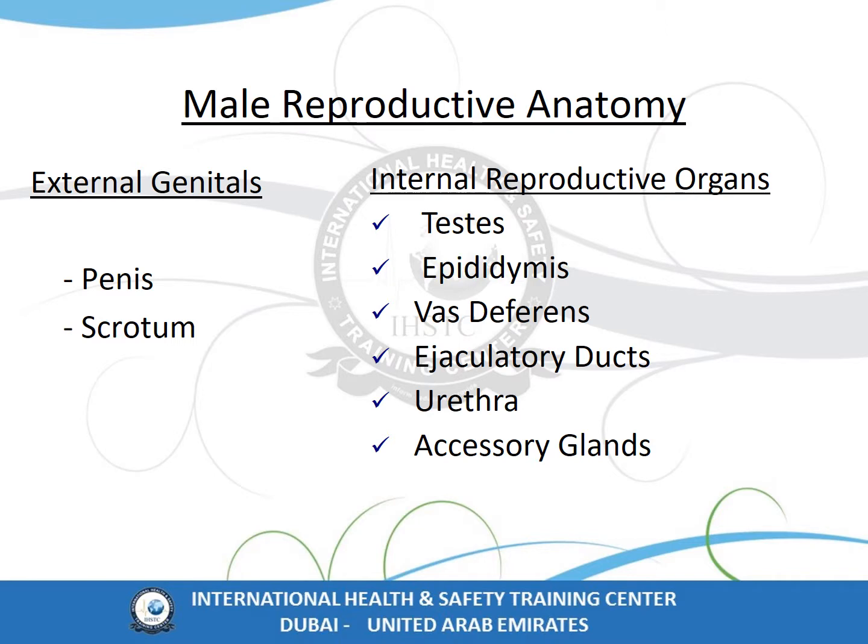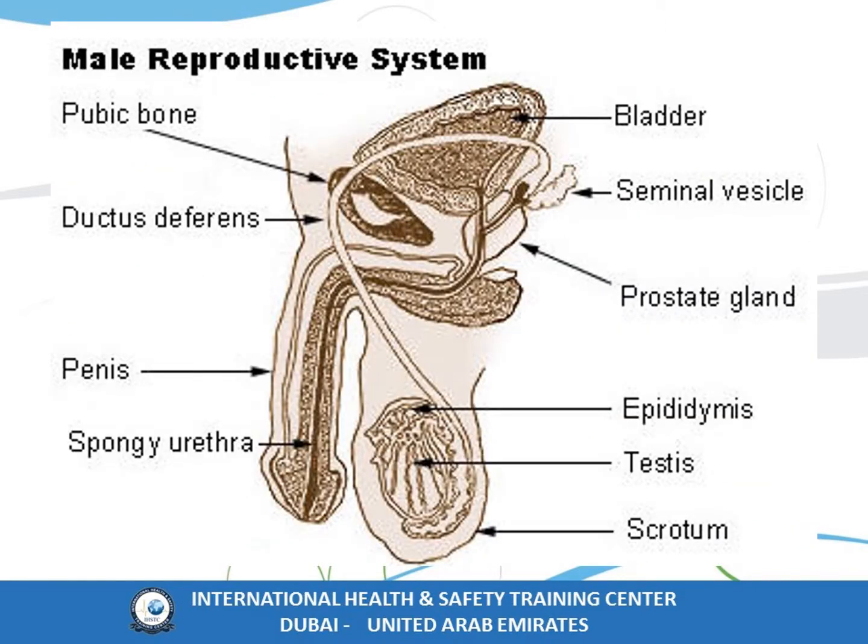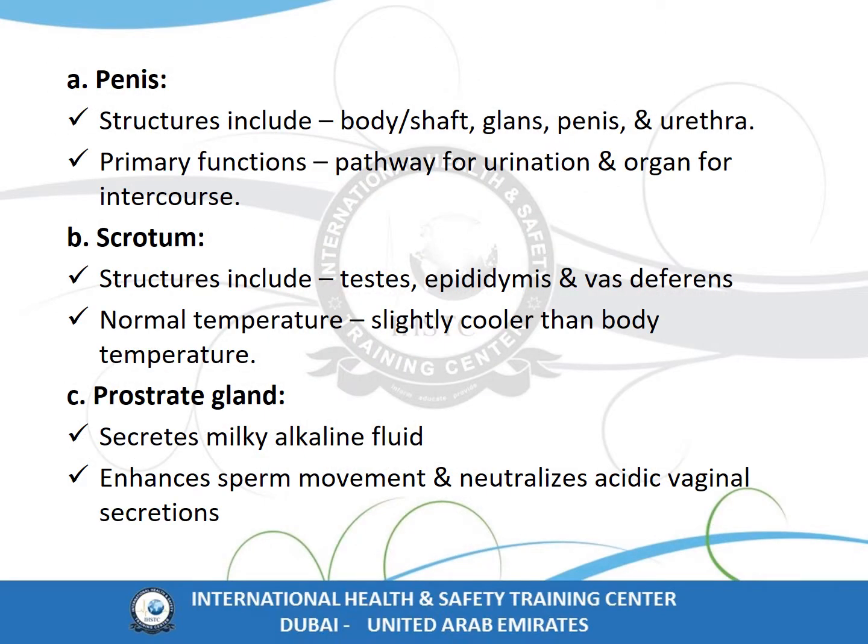The male reproductive anatomy. The external genitals are penis and scrotum, and the internal reproductive organs are testis, epididymis, vas deferens, ejaculatory ducts, urethra, and accessory glands. Let's look into the male reproductive organs.